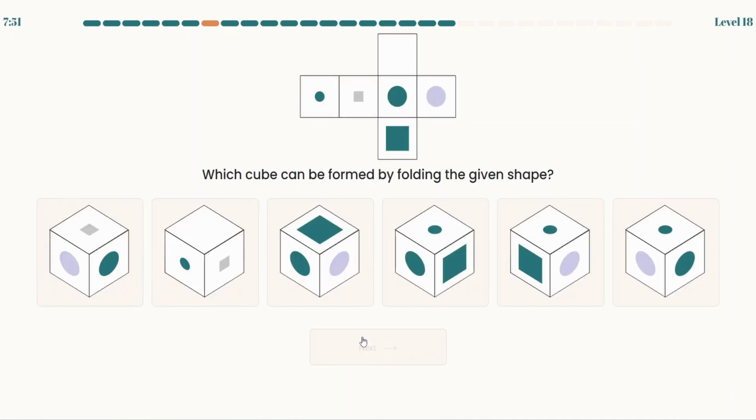Yes, that's correct. Which cube can be formed by folding the given shape? Is it this one? No, it's not this. Is it this? No. Or is it? Wait. It's number 2.